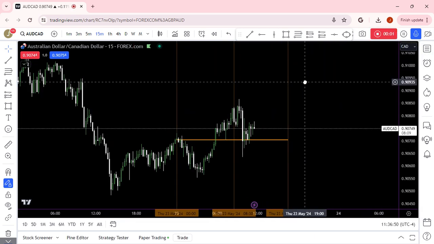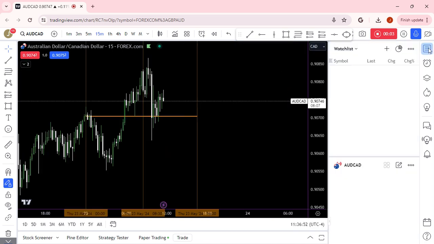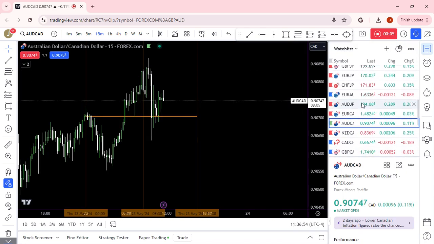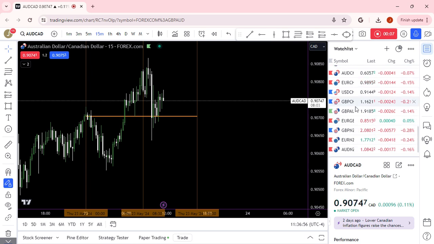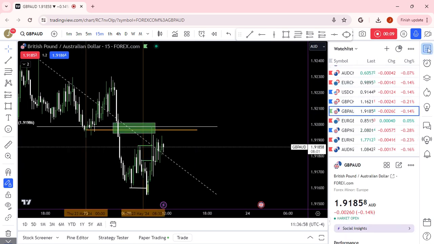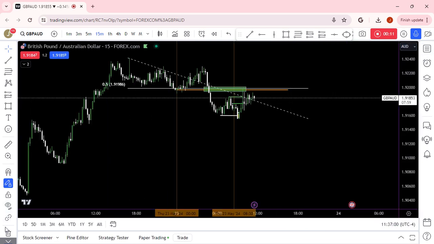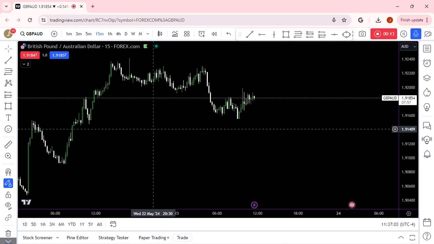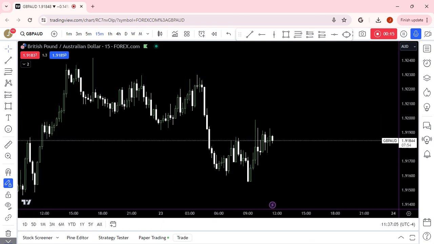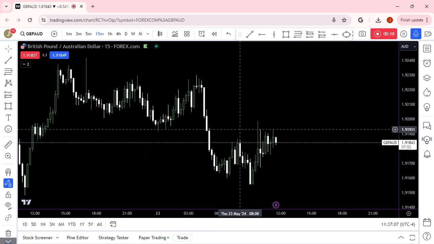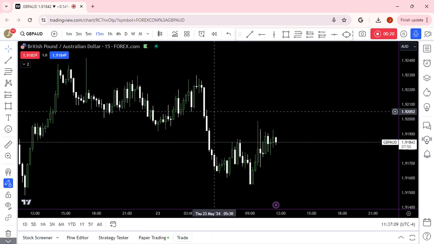Good morning. I am going over two pairs today, AUD CAD and GBP AUD. So I will mark up the charts for you. I actually took this trade today. I'm gonna go over why I took the trade.